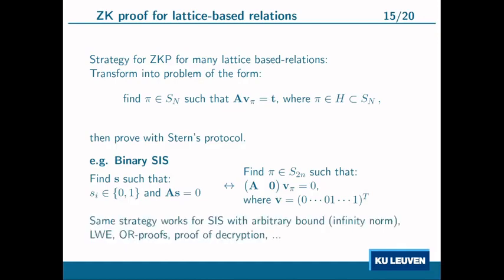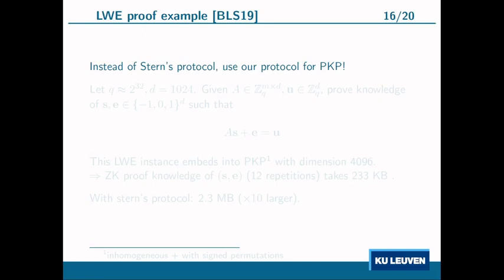This idea can be generalized to more complex lattice-based relations, such as SIS with arbitrary bounds, LWE, proofs of decryption, and so on. Since the relation that Stern's protocol can prove is so close to the PKP relation, we can just plug in our PKP sigma protocol instead of Stern's protocol and get a big decrease in proof size.